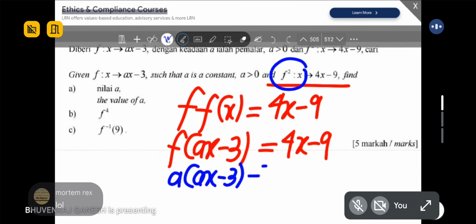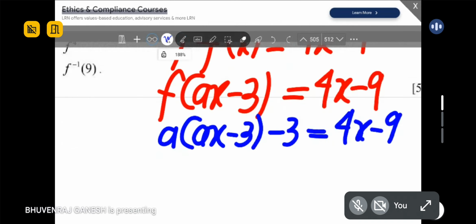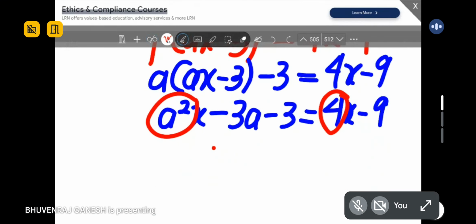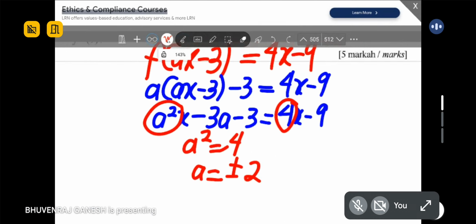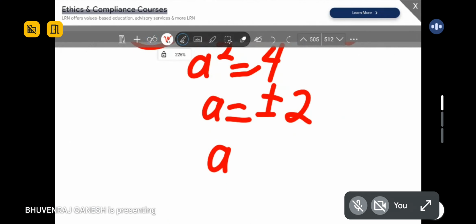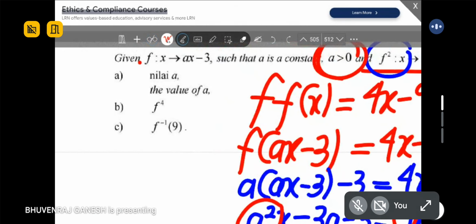So substitute. Now confirm correct already. 4x minus 9. So selesaikan for x. A square x minus 3a minus 3. So you'll get the answer. Just compare. So bandingkan a square equal to 4. Okay, so that means a is equal to positive negative 2. But based on the question, a is greater than 0. Lebih besar. So you're going to reject negative 2. Tolak negative 2. Final answer, a equal to 2 sahaja. Okay, so that is for question A.